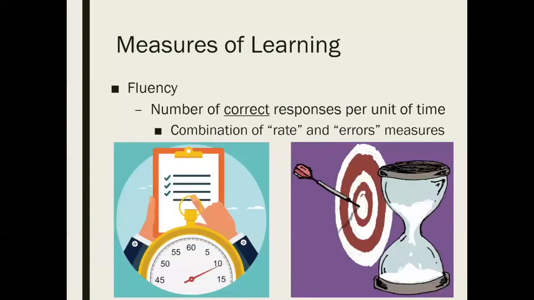And then finally, guys, one last measure of learning that the textbook discusses is called fluency, which is defined as the number of correct responses per unit of time. So fluency is similar to the rate measure that I talked about earlier, but it's a little different because it also takes accuracy into account. It takes errors into account.